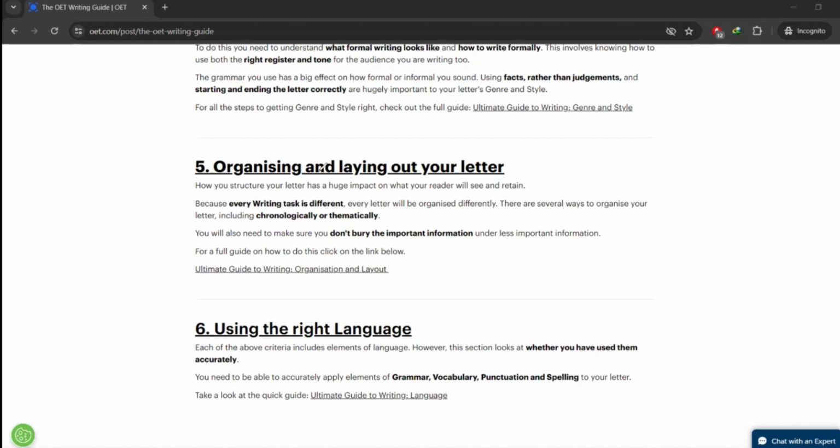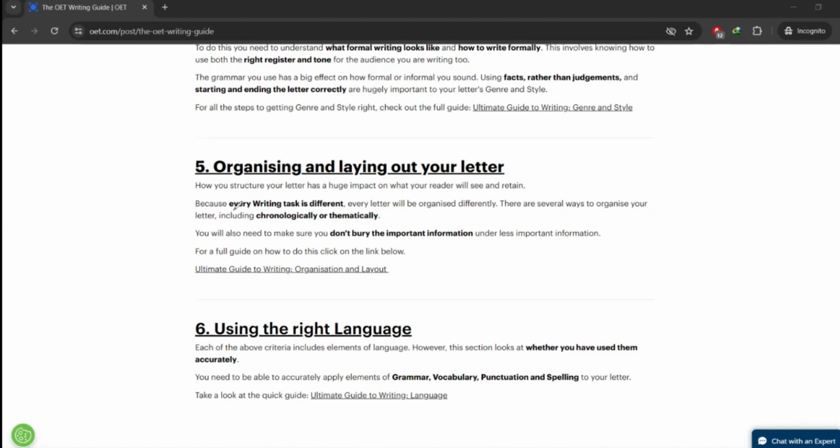The fifth one is organizing and laying out your letter. As I told you, you have to keep it in four paragraphs and in chronological order, so you do not confuse the reader. In the first, you should mention the purpose. In the second, you should mention why he or she presented to your hospital or clinical setting. Third is the relevant past history, and the fourth one is how you will end your letter.